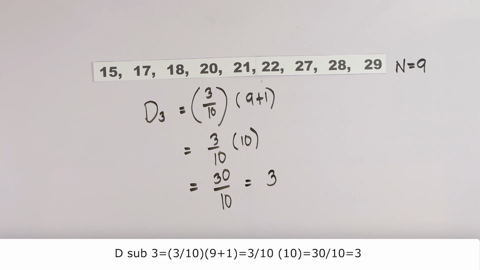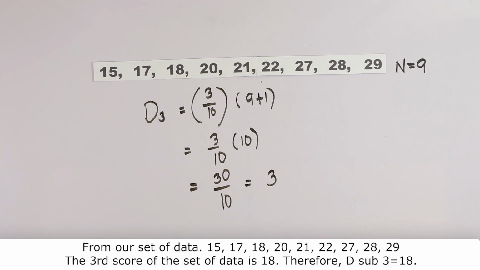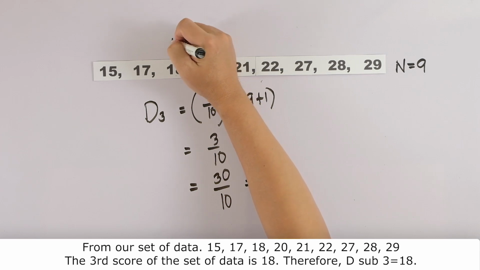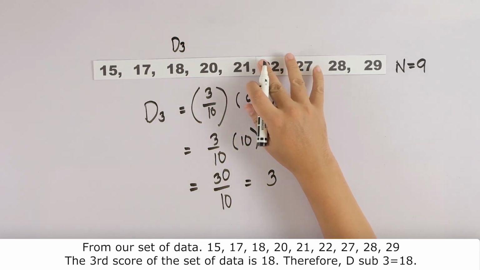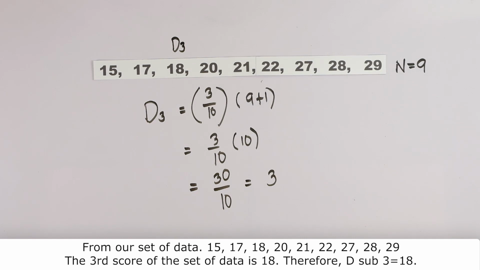3. So in the given set of data, 15, 17, 18, 20, 21, 22, 27, 28, and 29, the third position here is 18. So we can say that D sub 3, or the third decile, is 18.